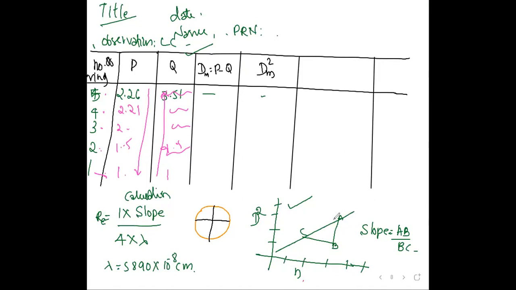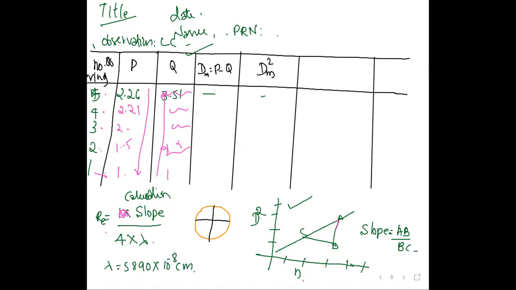Then you just calculate the slope. Draw a triangle at any position of that particular graph, mention points A, B, C, and calculate the AB distance and BC distance. That will give you the slope. Then use this formula: R equals slope divided by 4 into lambda. Lambda here is 5890 into 10 to the minus 8 centimeter.